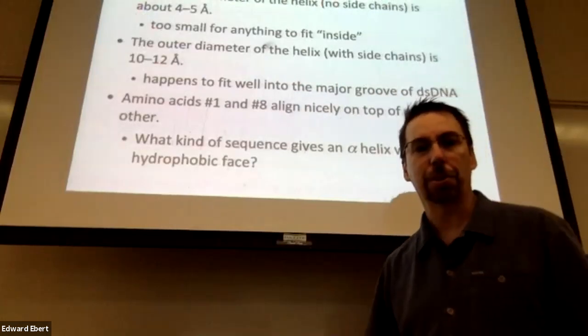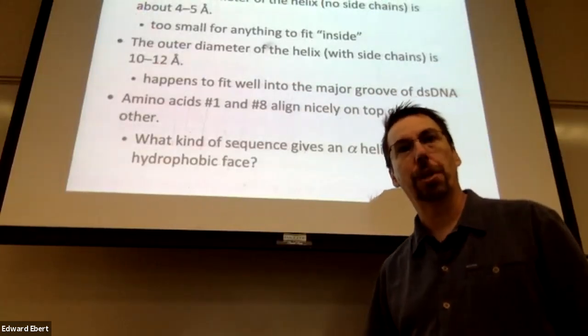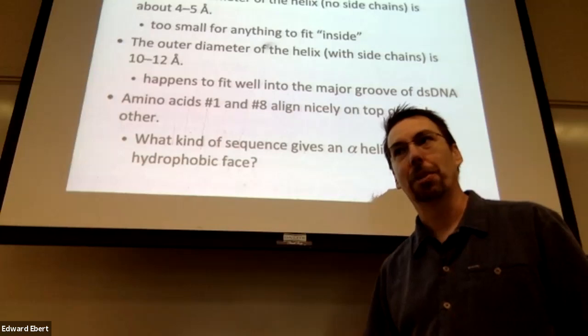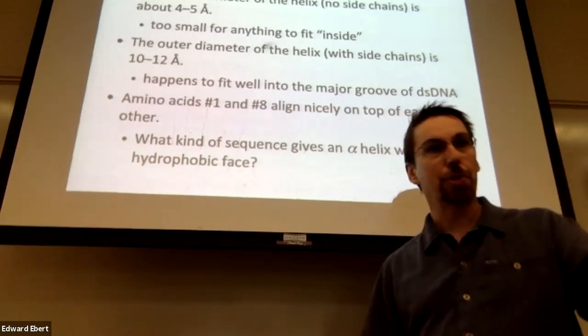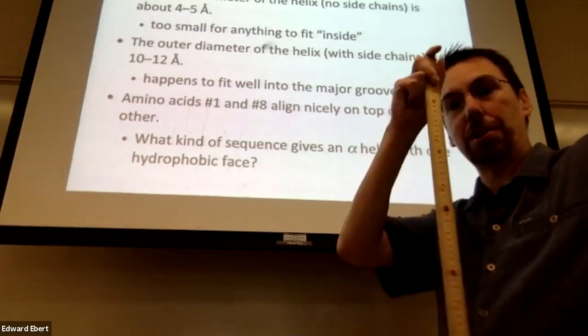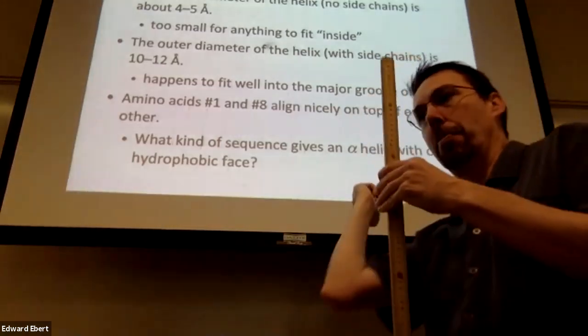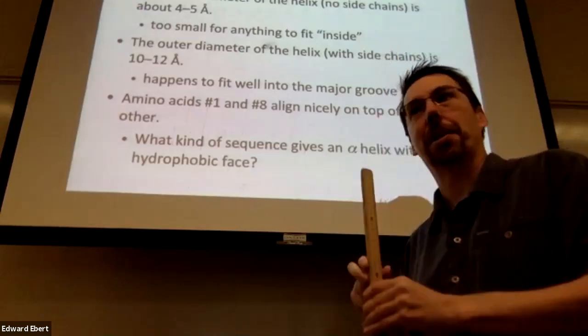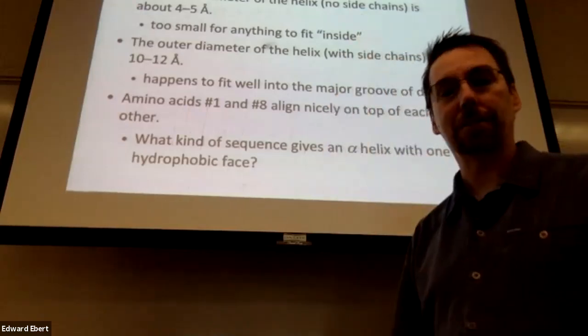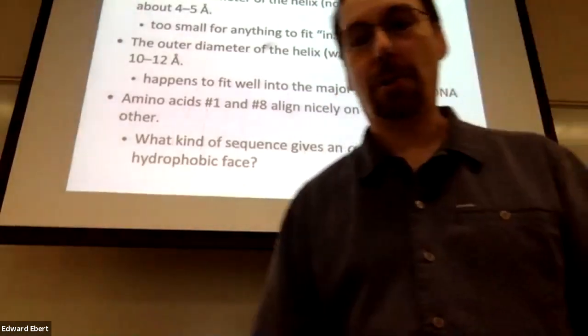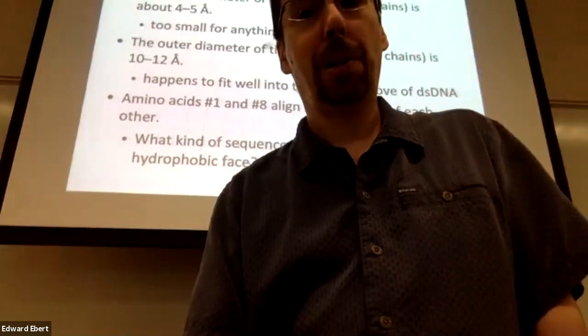Okay, so a good question to think about: what kind of sequence would give you an alpha helix with one hydrophobic face? We can actually have an amphipathic one where we put all the charged residues on one side of the staircase and all the nonpolar ones on the other side. So you have an amphipathic helix, with a charged face and an uncharged face, hydrophilic and hydrophobic.